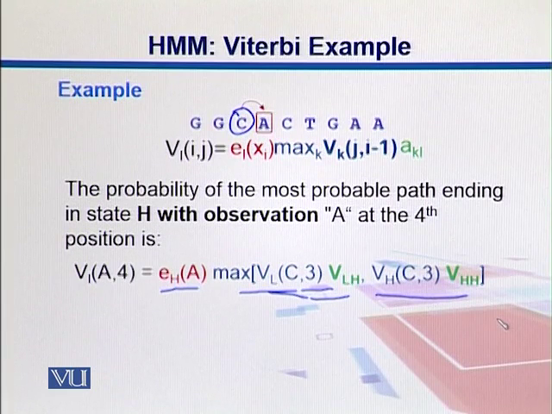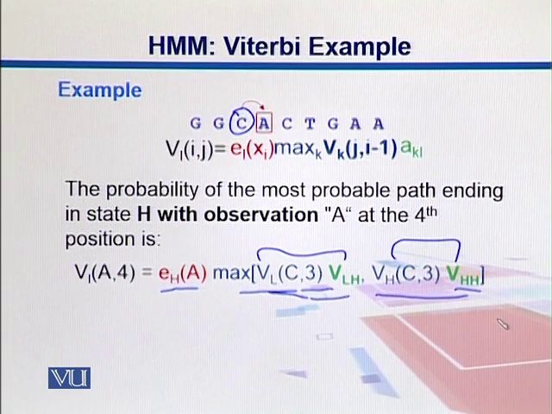So that is V_H of C at position 3, and then since the symbol at position number 4 is in state H, we multiply with the probability of moving from H to H, or staying in the same state. That is the transition probability over here. As per the algorithm, we pick whichever gives us the maximum from either this one or this one.